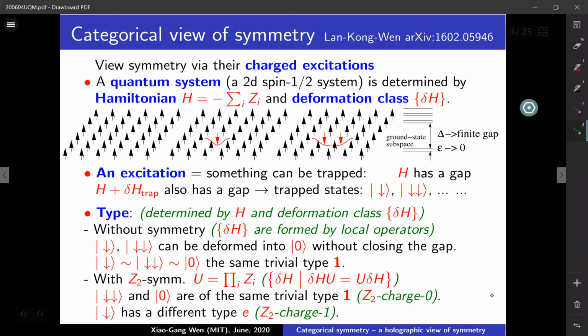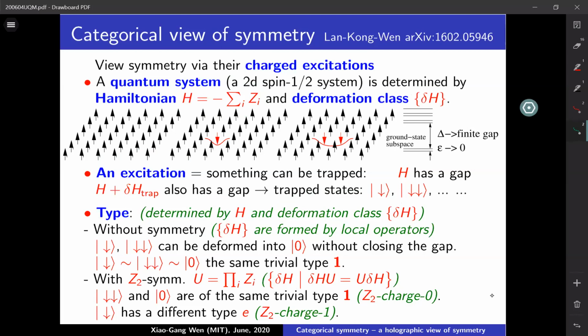And this type is really defined by the Hamiltonian, certainly, but also determined by the deformation class. So here the deformation class becomes very important. Without symmetries, if you don't have any symmetry, we still have the same Hamiltonian. We claim we don't have any symmetry. That means we allow our deformation class to be any local operator. Any local operator will be fine.